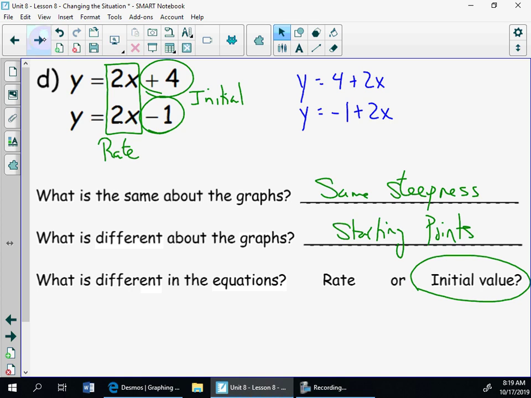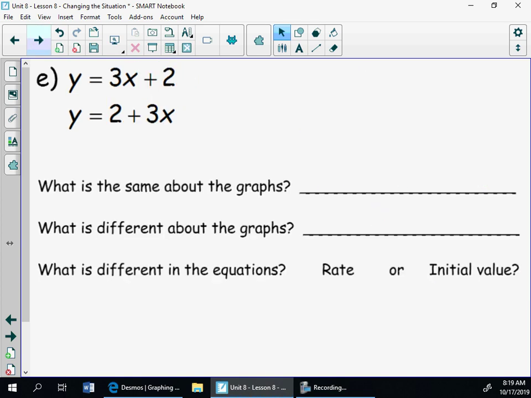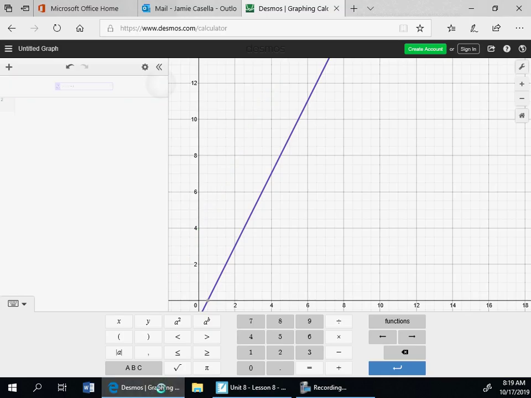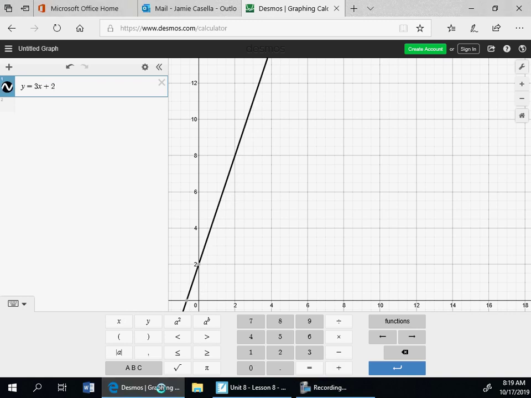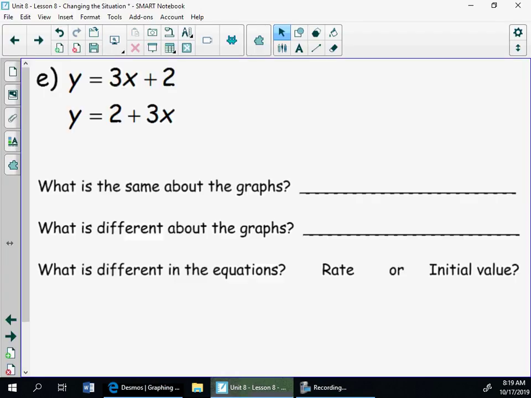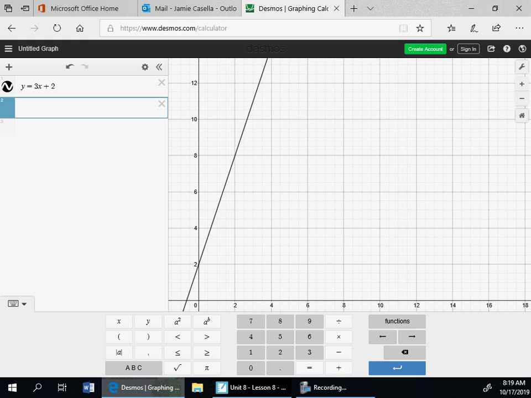Okay, let's try one more here. 3x plus 2 and 2 plus 3x. So y equals 3x plus 2, and the other one was y equals 2 plus 3x. Okay, what do I notice about them? Well, where is the black one? Well, if I touch the red one and the black one, what do I notice? I notice they're actually right on top of each other.